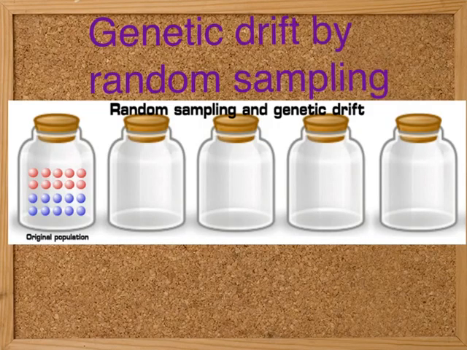Okay, so in this concept, I want you to watch what happens to the population. Notice that in the bottles there are blue and red dots representing a gene or an allele in the population. And watch what happens when I take a random sample. And these are my drawings.